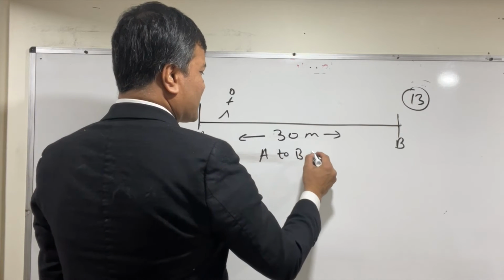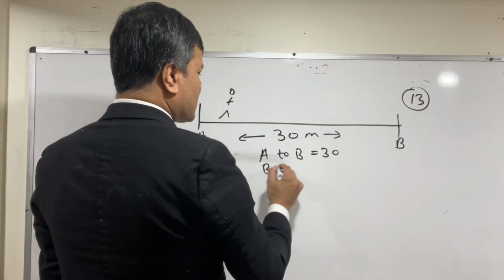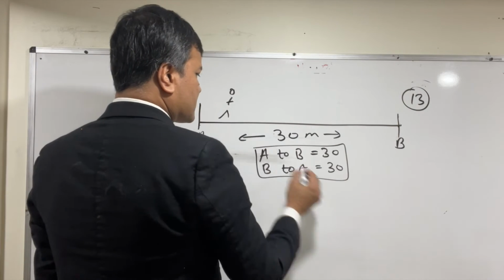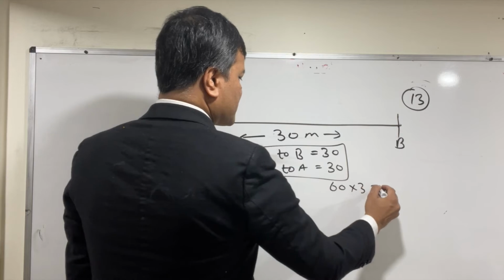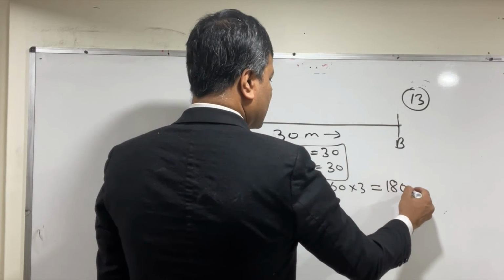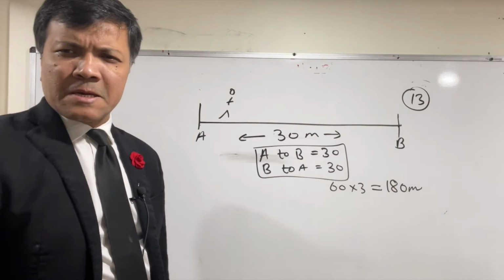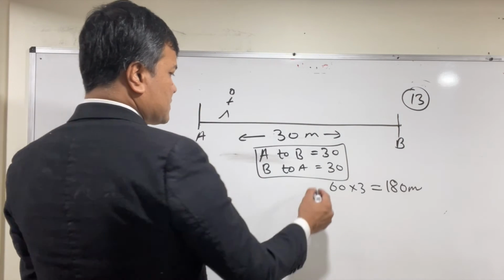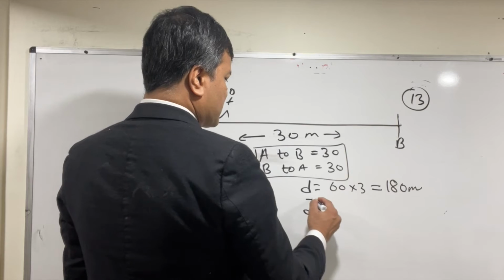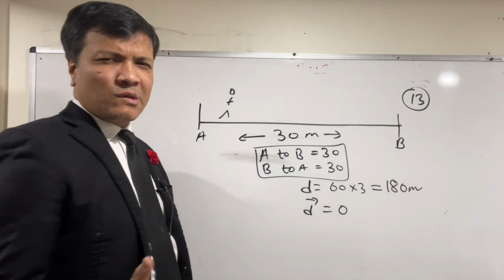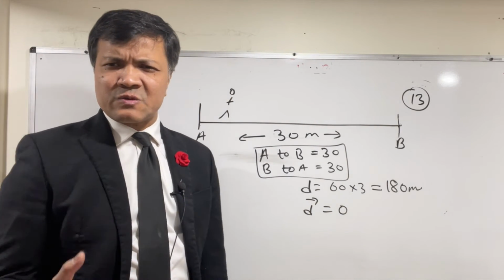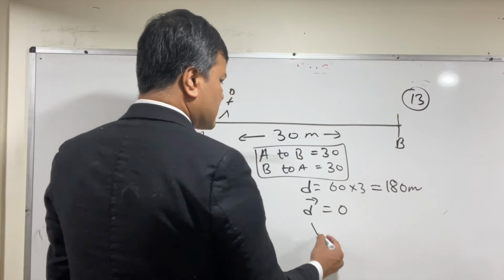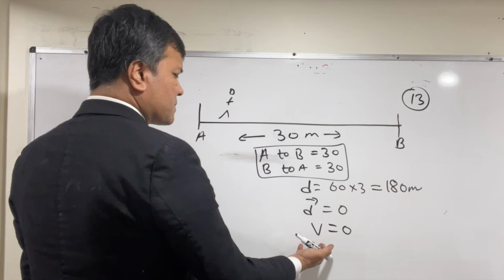A to B is 30 and B to A is 30, and he does it 3 times, so 180 meters. All right, that's how much he moves. That's the distance he moves. But of course his displacement is 0, and thus we don't care about the displacement, because I ask you to find the speed. His velocity would be 0, because velocity is displacement over time.